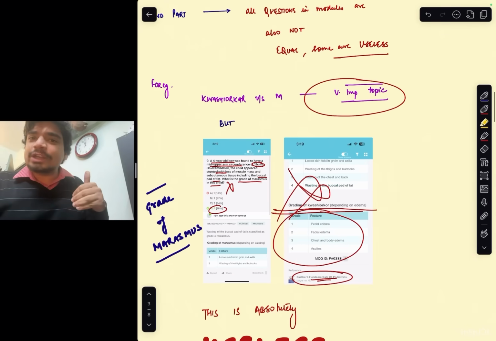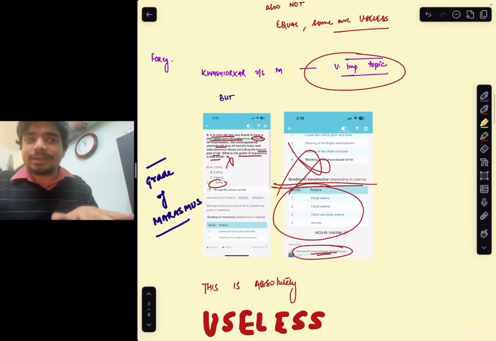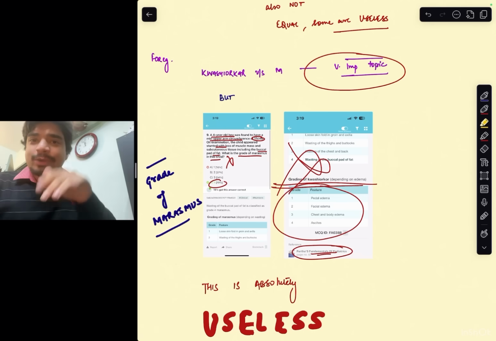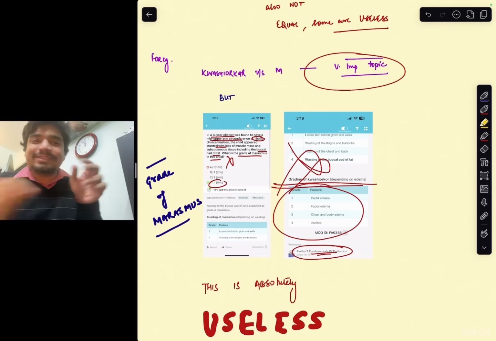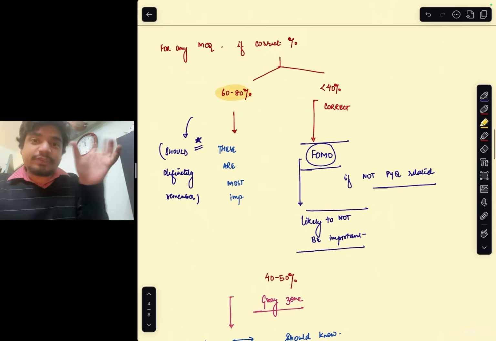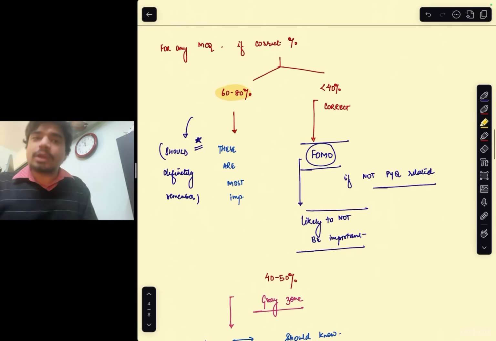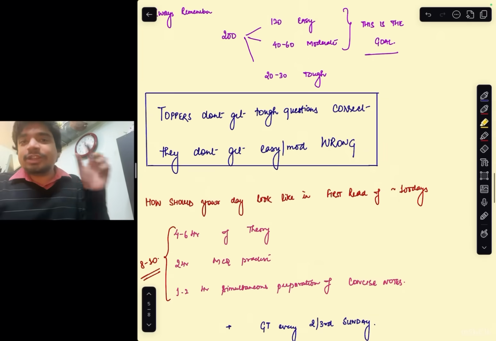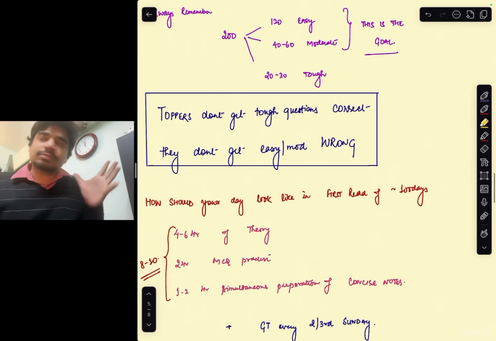Those less than 30 or 40% correct, nobody got them right. Those who got them right just guessed. That's just luck. They are useless. The 50 to 80% ones are the best ones. More than 80%, obviously you should get correct. They are the easy questions. You should not get them wrong. All right. Try to ensure that the easy and the moderate questions you get correct, and you will be golden.